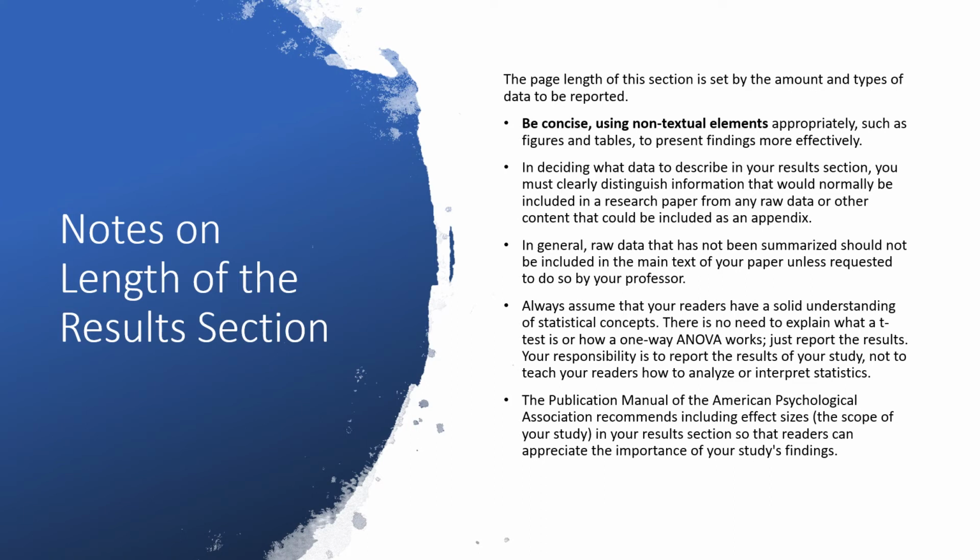If you have a really unusual statistical concept that you're applying, that's something you describe in your methods section. Here, you're just reporting the results. Your responsibility is to report the results of your study, not to teach your readers how to analyze or interpret statistics. The Publication Manual of the American Psychological Association recommends including effect sizes, that is the scope of your study, right? So in your results section, so readers can appreciate the importance of your study's findings.